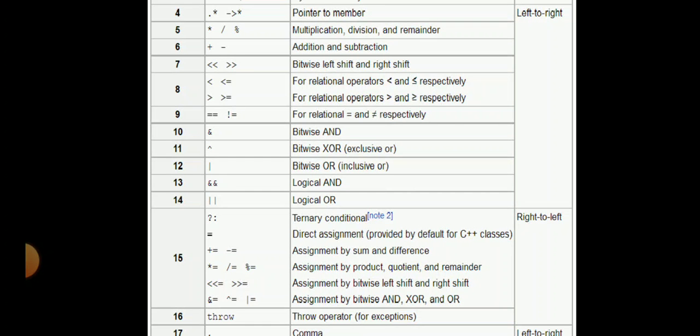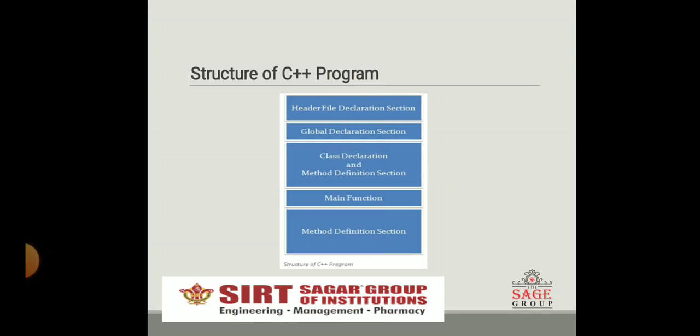Now this is what we use whenever we write any program: English sentences, characters, identifiers, keywords, functions, methods, objects, classes. These are the things that we use in our programming. If I'm talking about the structure of a C++ program, firstly we define the header files, then we define the data members, functions, objects and classes. So this is the structure. Here we use header files, declaration section, global declaration section, class declaration and method definition section, then main function and method definition section. So this is the structure of C++ programs.